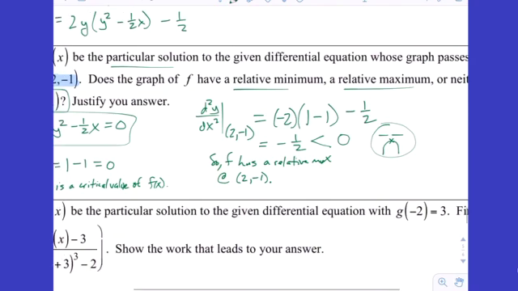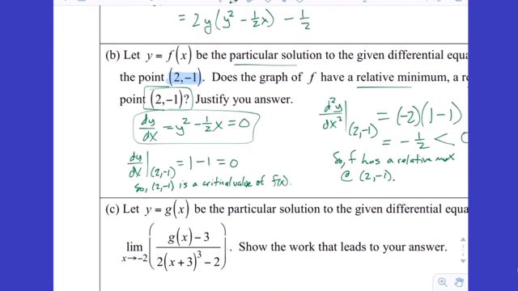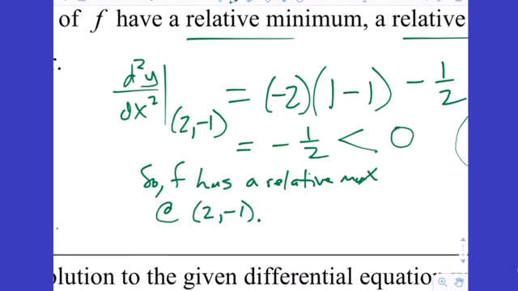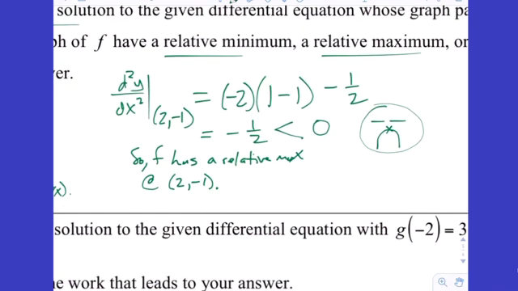So what are they going to be looking for? They're going to be looking for, did you show it's a critical value? Did you show the derivative is 0? Then did you come up with the sign of the second derivative, and then did you make your correct claim based upon the sign of the second derivative? Okay, I mean, you could go on and say a lot.